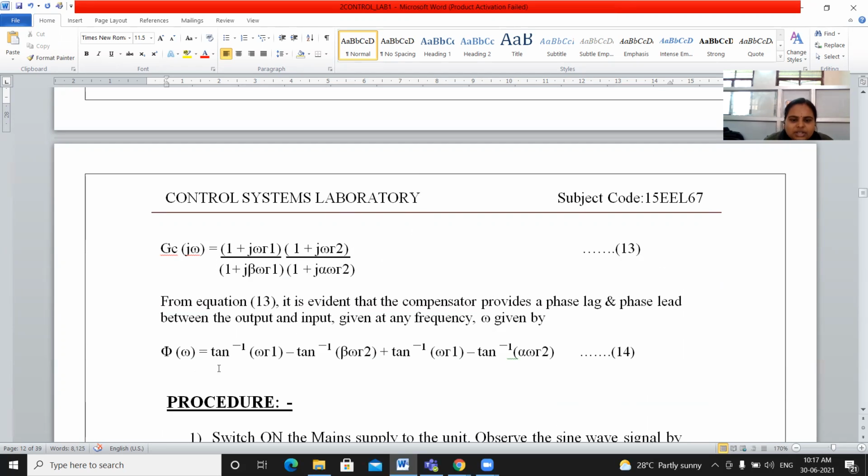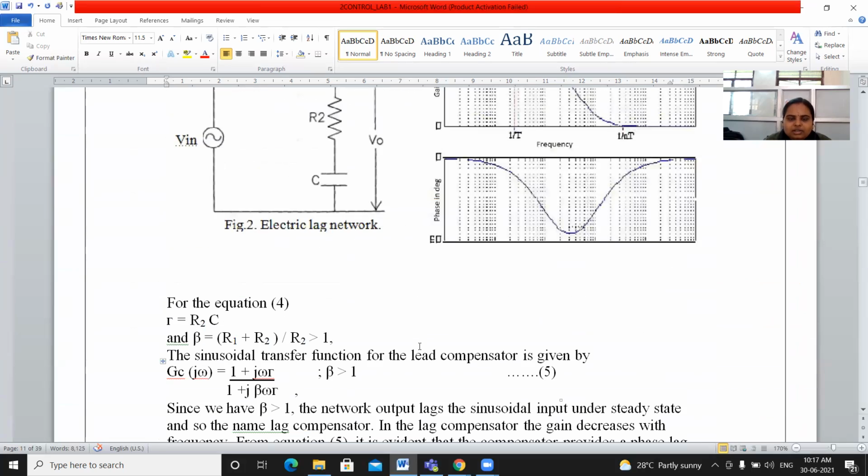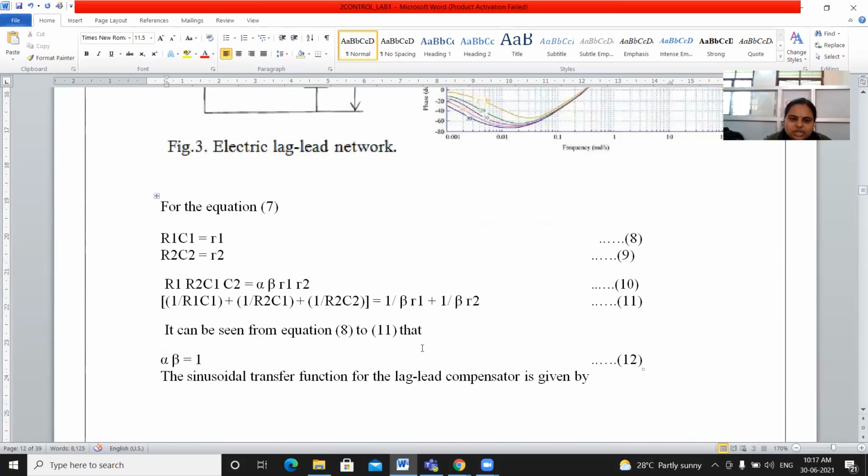If I take frequency here, it consists of all. Therefore, phi of omega is going to be equal to tan inverse of omega gamma 1 minus tan inverse of beta omega gamma 1 plus tan inverse of omega gamma 2 minus tan inverse of alpha omega gamma 2. This is the equation you will be getting. This is about what we mean by lead, lag, and also lag lead compensators.